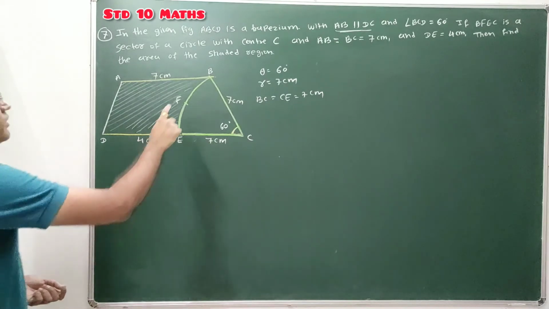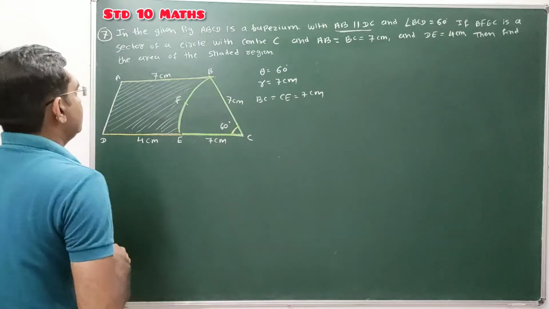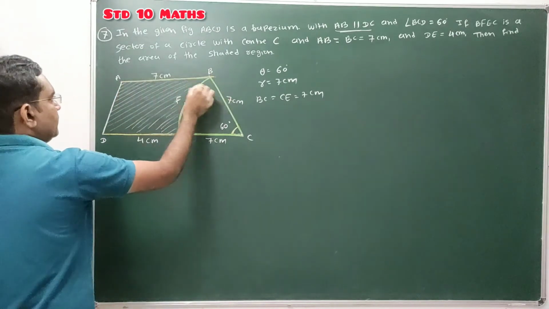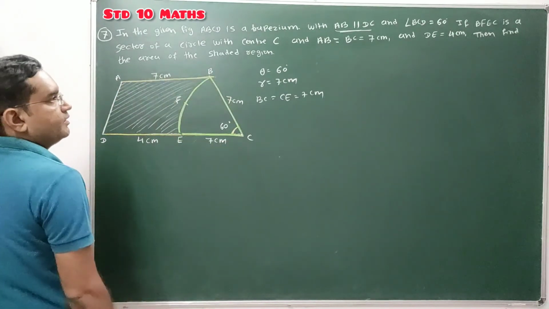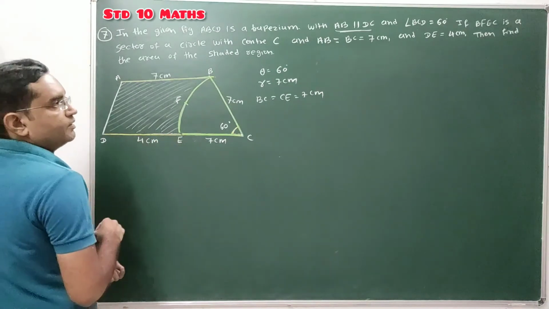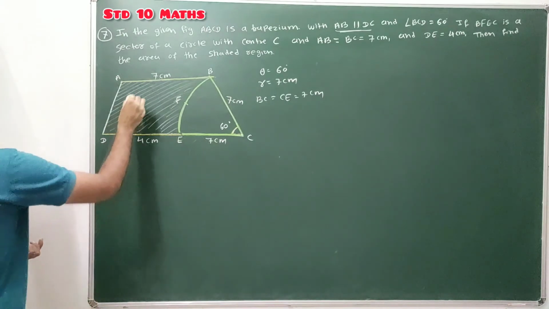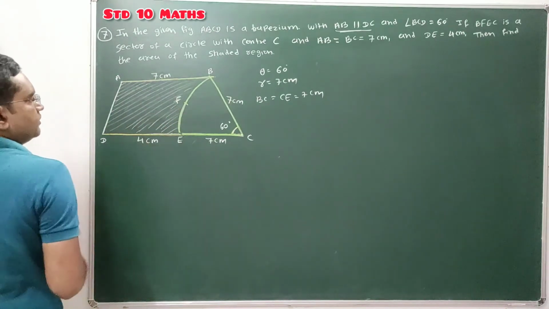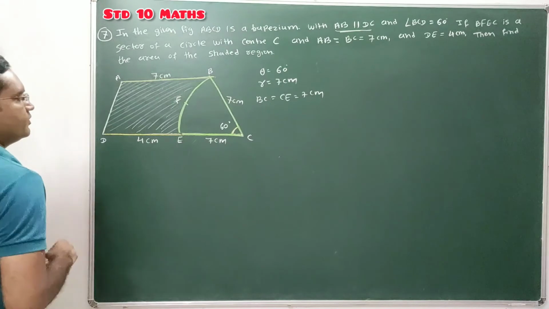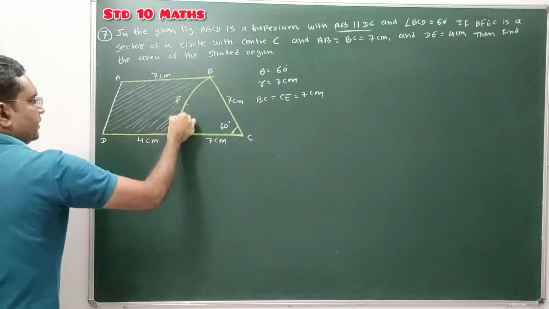Sector of circle with center C. This is the center. And AB equal to BC. Both are equal to 7 centimeter. And DE is 4 centimeter. Then find the area of the shaded region. We have to find the area of this shaded region. So what is the area of shaded region? Area of shaded region is nothing but the area of this trapezium minus area of this sector.